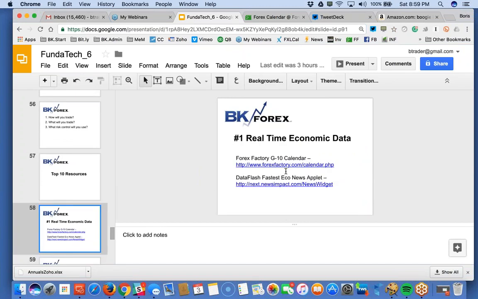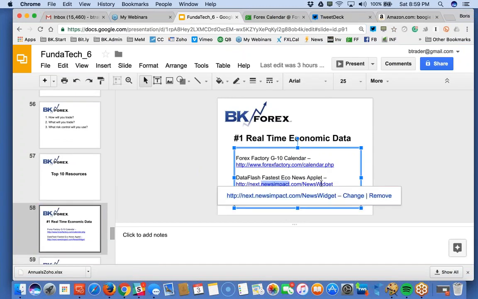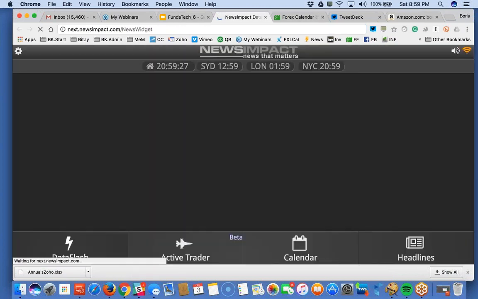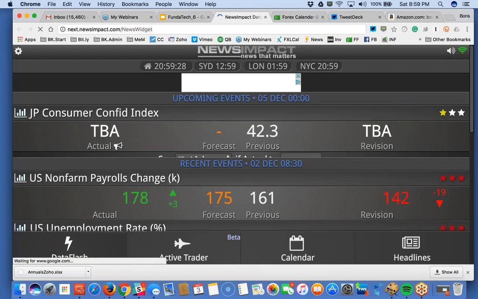Now, the second thing that's very, very cool that everybody in my room absolutely loves is this thing called News Widget.